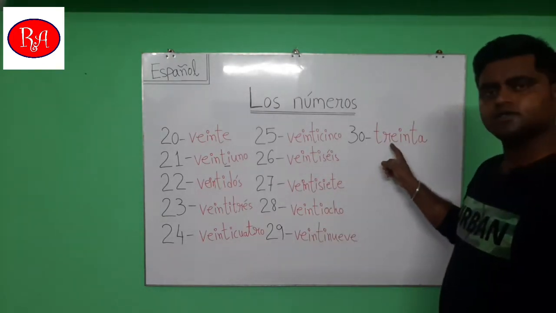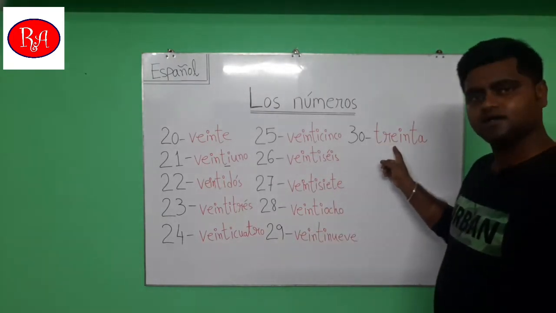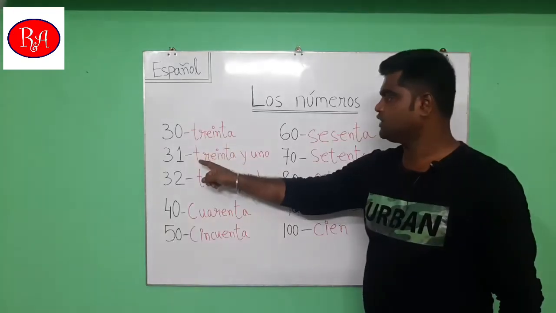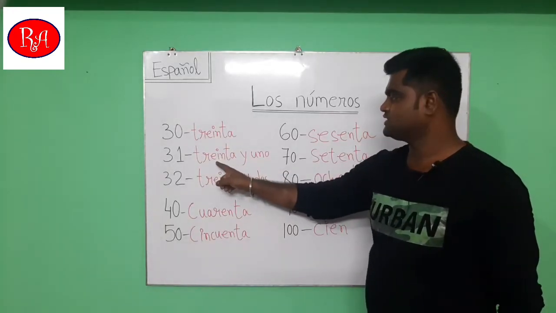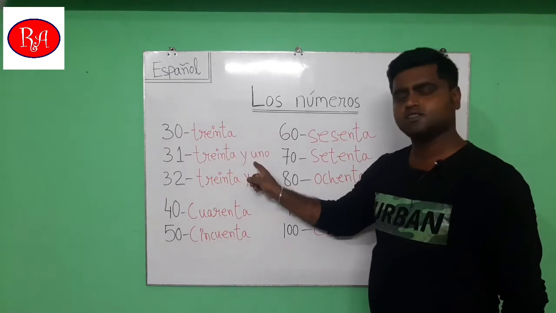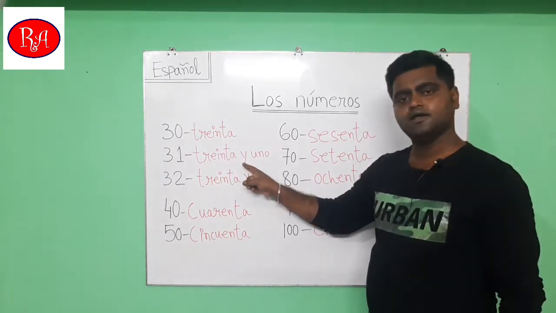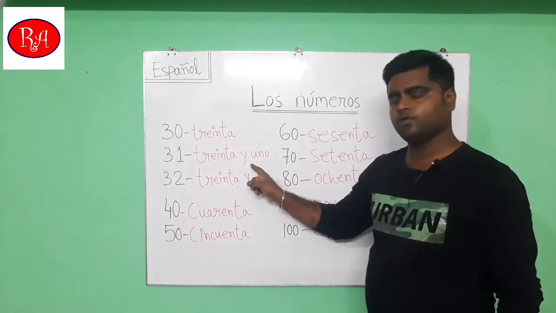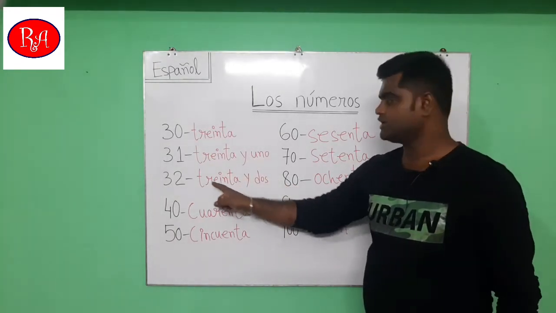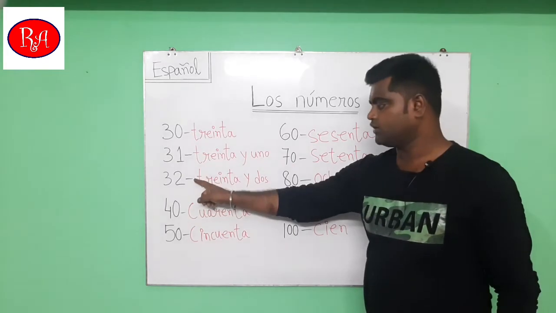Treinta, 30. Treinta y uno, 31. There are three words, remember, y. Treinta y dos, 32, okay, and so on.